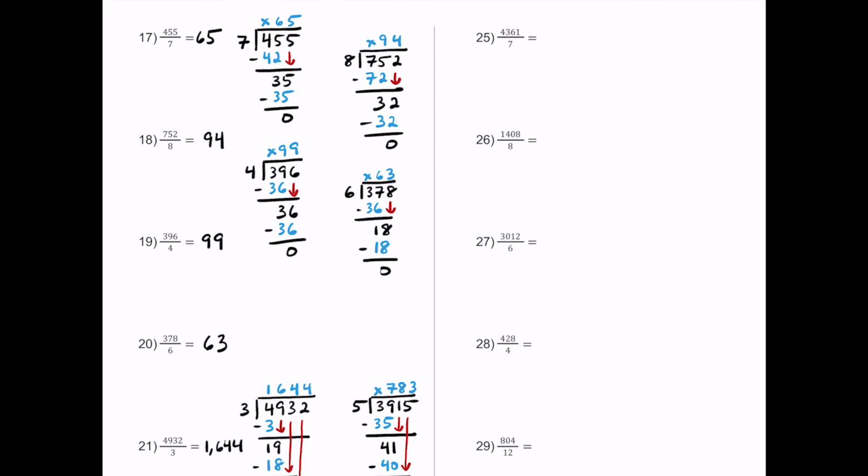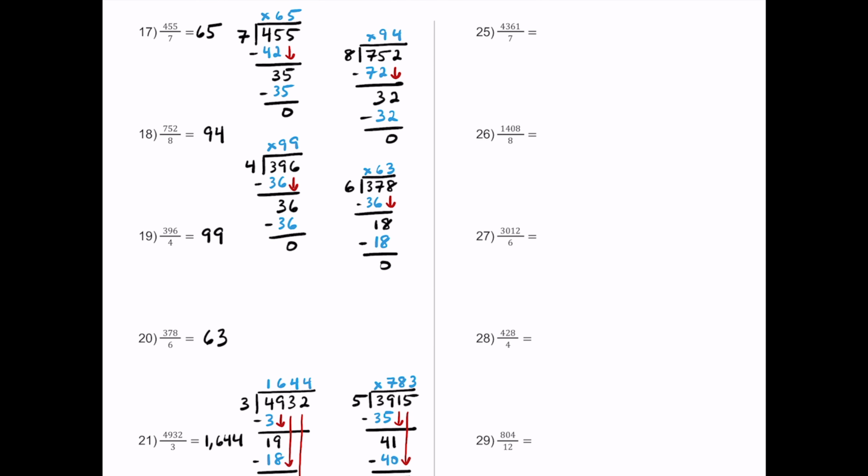Alrighty, let's go ahead and check out number 25. For 25, we're going to be dividing this number by 7. So I'm just going to put the 7 here. I'm going to put 4, 3, 6, 1. And see, 7 doesn't fit into 4, but it fits into 43 6 times. 6 times 7 is 42. We're going to see we are off by 1.